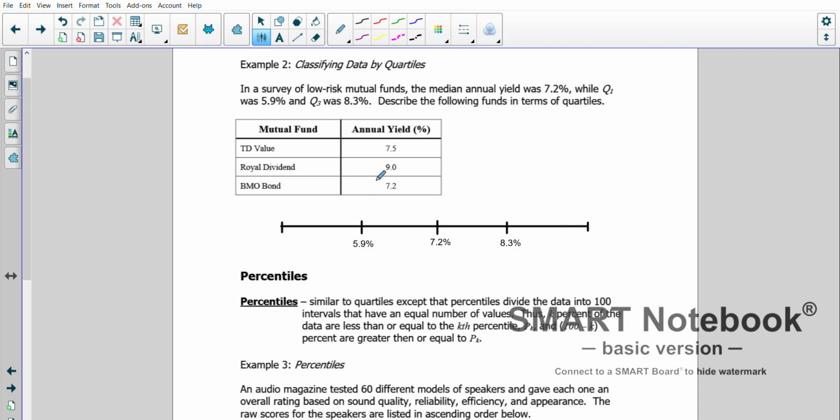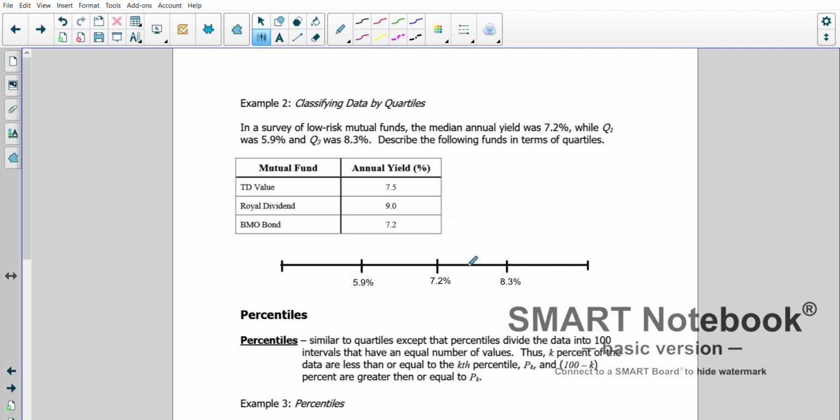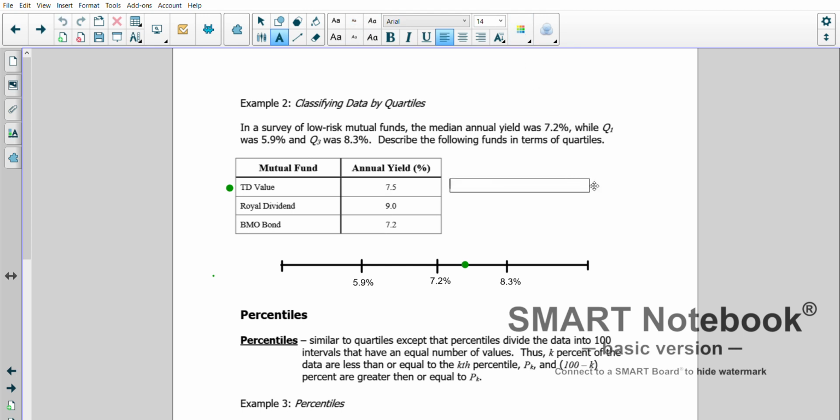If it's exactly on, then you'd say it is the first quartile, it is the second quartile, it is the third quartile. So where does TD value fit into this with their 7.5? Well, they're going to be probably around right here. So I'll go green for them. So how would we describe them? We would say they are in the third quartile.